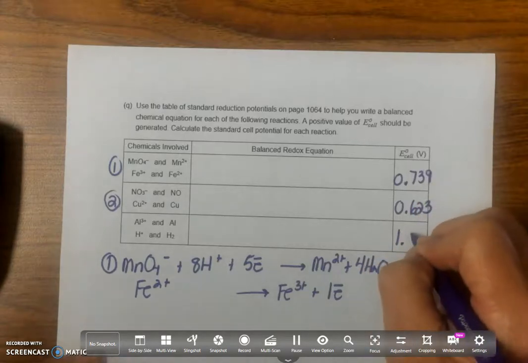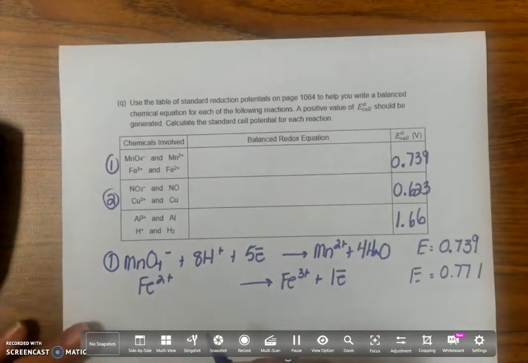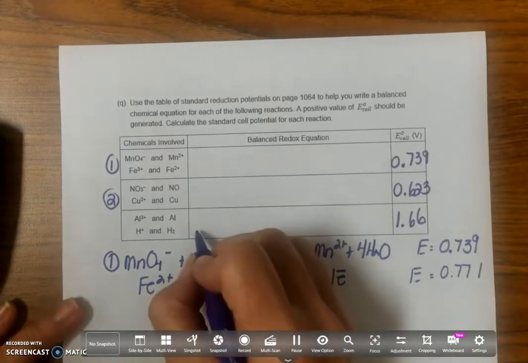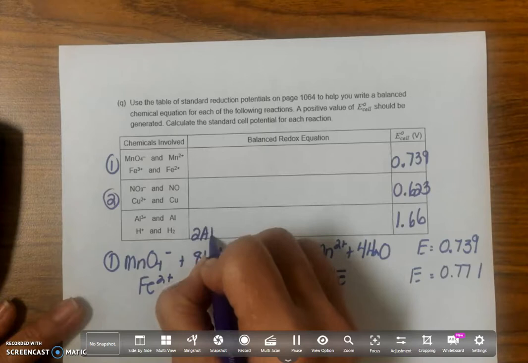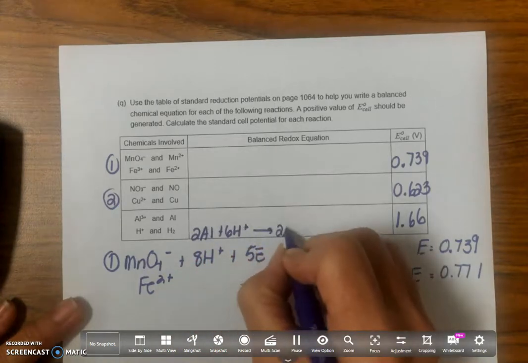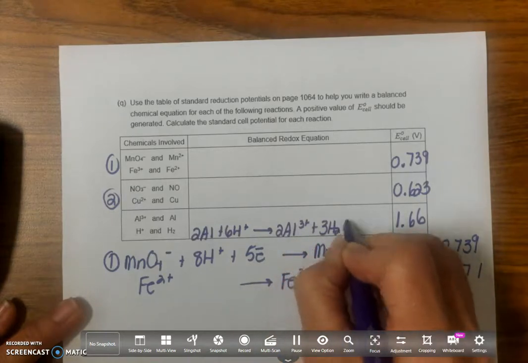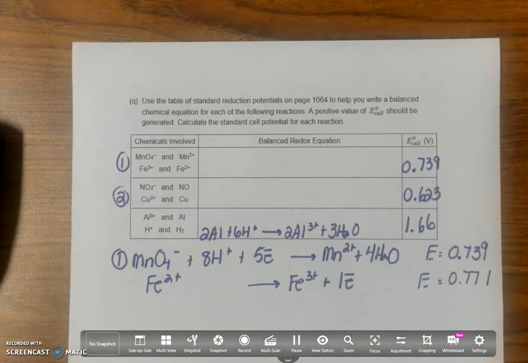You should get a 1.66. The final reaction for this one will be 2 aluminum plus 6H plus goes to 2 aluminum 3 plus plus 3H2. I want you to go ahead and see if you can do that one.